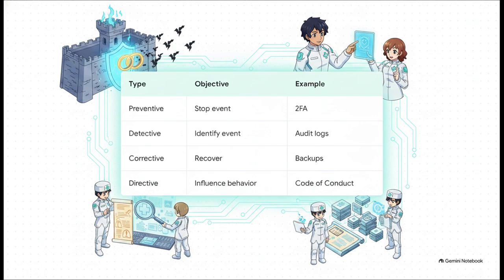So, to manage these events, enterprises deploy 4 main types of controls. Think of preventive controls, like firewalls and two-factor authentication, as the thick outer walls of a castle. They're designed to stop an event from ever happening. But if those walls are breached, you need detective controls, like audit logs, to instantly sound the alarm. Then you've got corrective controls, like data backups. Think of those as your emergency medics rushing in to recover the system. And finally, directive controls, like an employee code of conduct. They don't stop a hacker directly, but they influence the behavior of your staff to prevent accidental internal breaches.